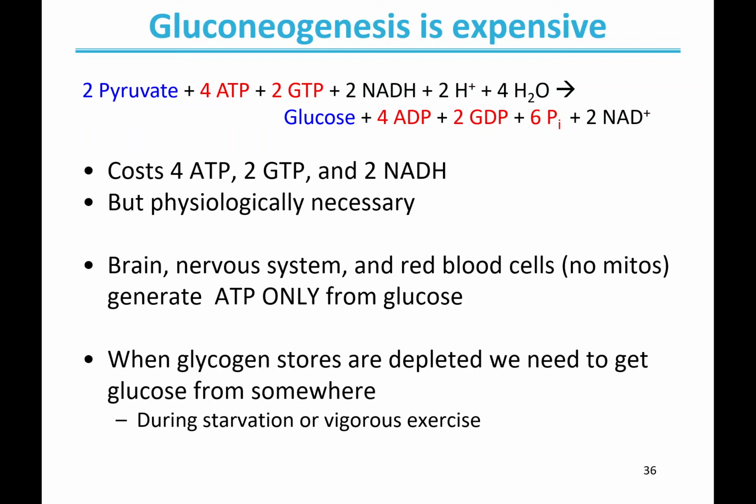As you have probably noticed, gluconeogenesis is expensive. The cost of taking 2 pyruvates to make a glucose is 4 ATPs, 2 GTPs, which you can think of as equivalent in energy to ATP, and also 2 NADHs. So this is an expensive process, but physiologically it is necessary. Things like the brain, nervous system, and red blood cells generate ATP only from glucose. So they need a way to get more glucose when glycogen stores are depleted. During starvation or really vigorous exercise, you need a way to get glucose to your brain, or your brain would just shut off.